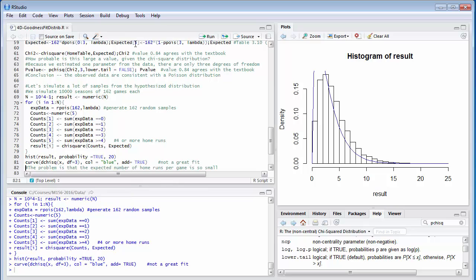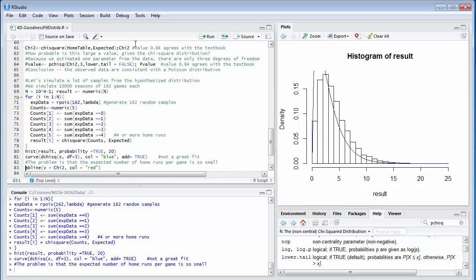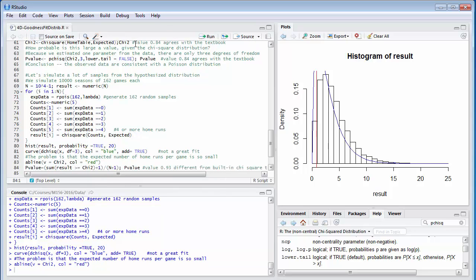You compare this with the chi-squared distribution. Yeah, it's not a great distribution, not a great fit, but it's not bad. I think the explanation for this is that the expected number of home runs per game is on the small side, so you don't expect a chi-squared test to work particularly well. Here is the actual value of chi-squared, and it is clear that the probability of getting a larger chi-squared value is really quite large. So the Poisson model works pretty well.